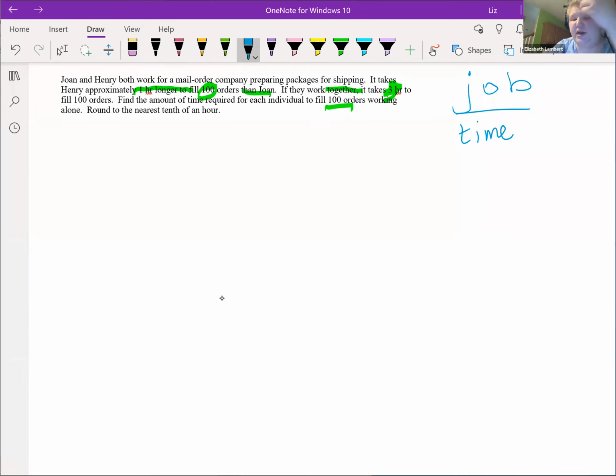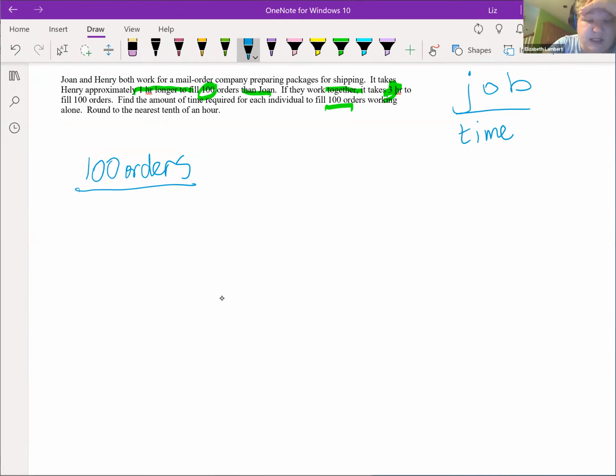So once the denominators are the same, then you can add the two together and figure out what their together rate is. So here, the job they're doing is 100 orders. So I'm going to start with that, but you're going to see we actually just could have called it one job. But for now, I'm going to write the 100 orders per, and let's see, Joan.